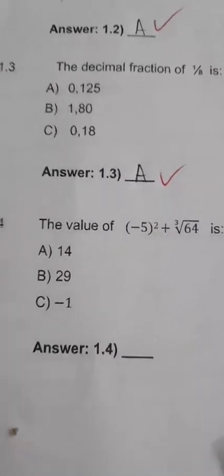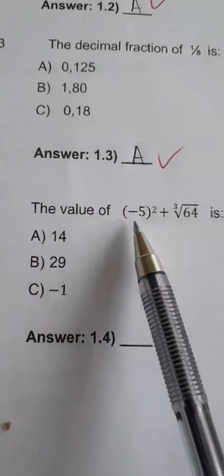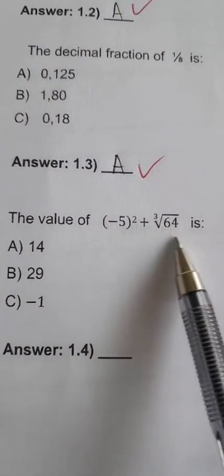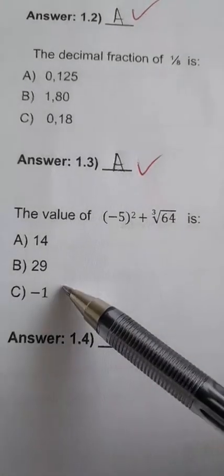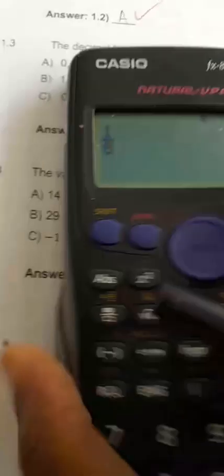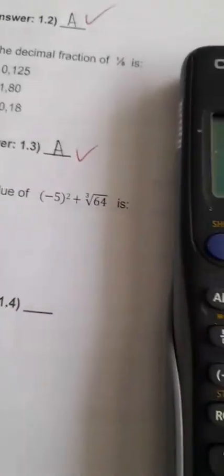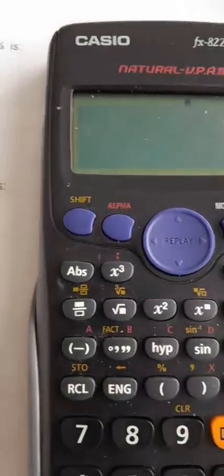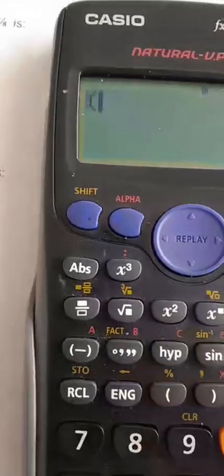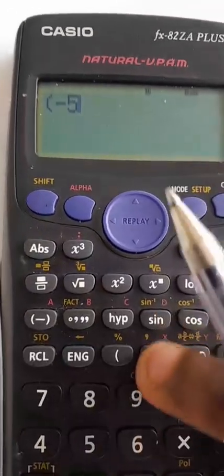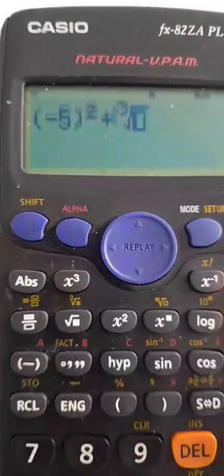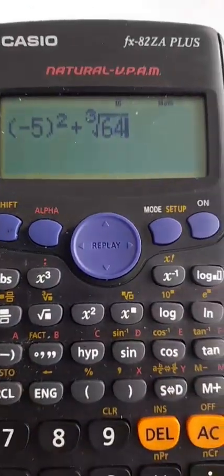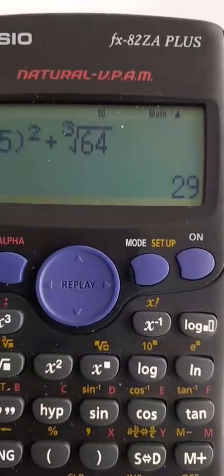Okay, then 1.4. The value of minus 5, the whole thing squared, plus the cube root of 64 is. Okay, so same thing here. Since this is a multiple choice question, what I want to do is get the quickest answer in the quickest way possible. So you just go to your calculator, if you are allowed to use your calculators. I know certain schools don't allow it. So you say minus 5, the whole thing squared, and then you add the cube root. For the cube root, you say shift, get the cube root, enter 64, and say equal. And there it is. You get the answer. It's 29.